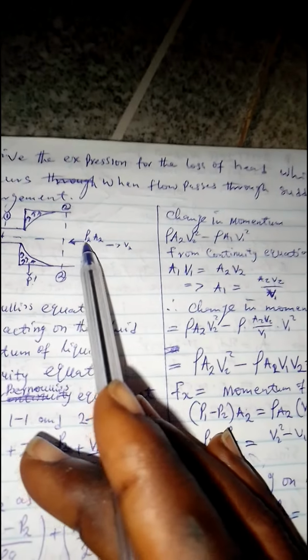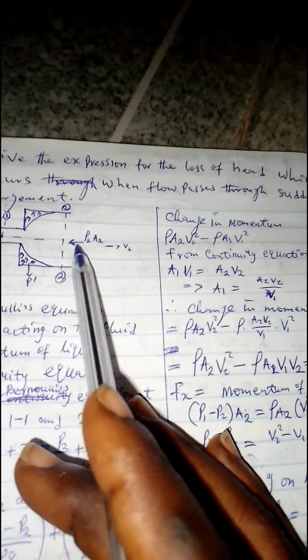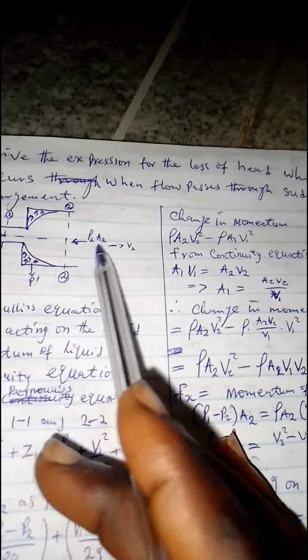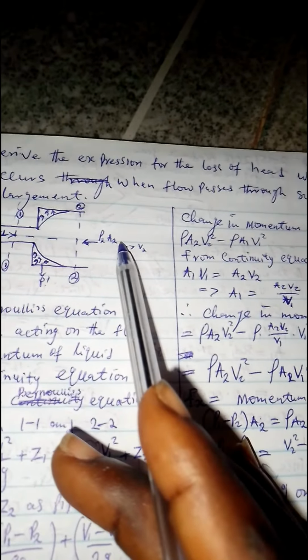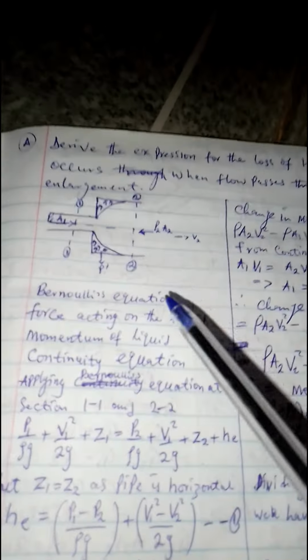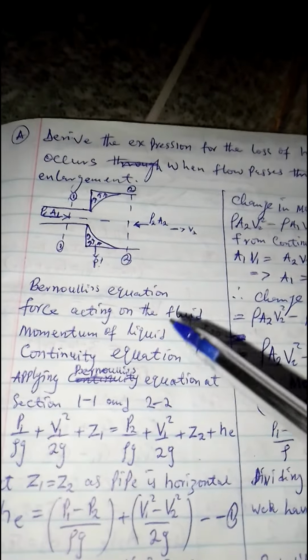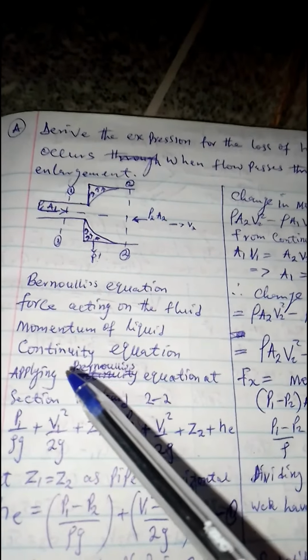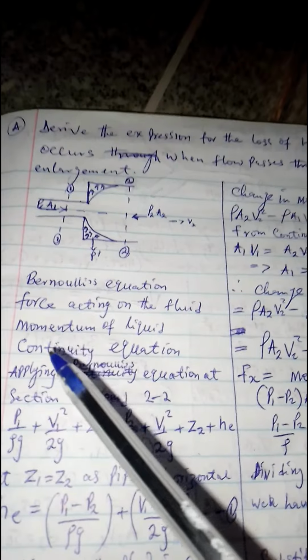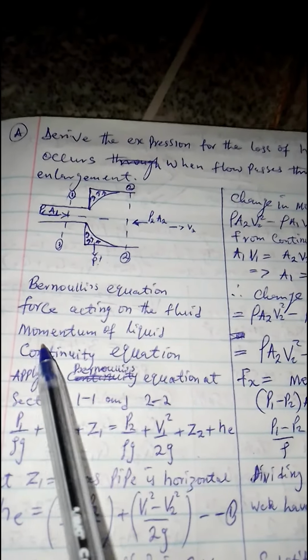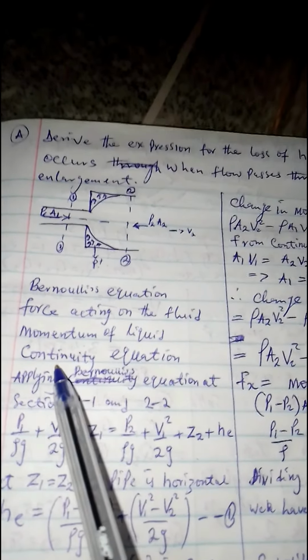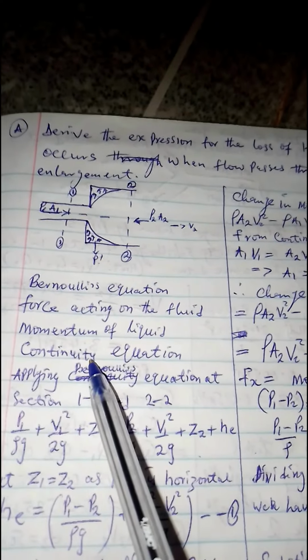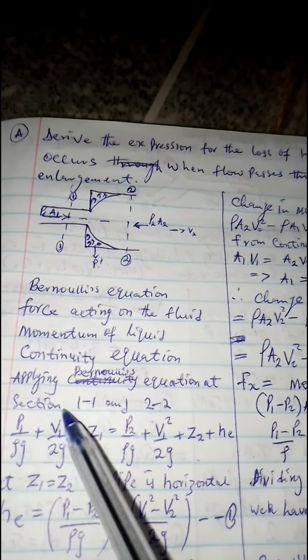So we have a drag force here, which is opposite the fluid movement, as P2A1 in this pipe flow. In order to derive the expression for head loss due to sudden enlargement, there are 4 equations that we're going to consider. The first one is Bernoulli's equation. The second one is the force acting on the fluid. The third one is momentum of fluid. Then the continuity equation.